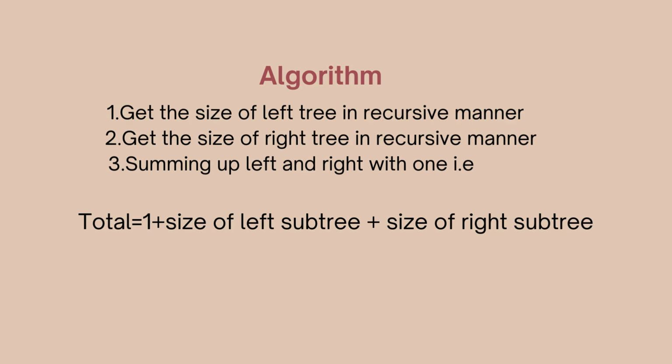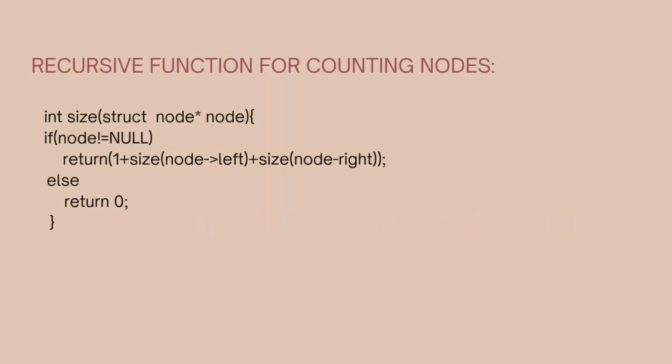Now, here is the algorithm to find the total number of nodes. First, let's get the size of the left tree with a recursive function. Next, get the size of the right tree with a recursive function. Summing up the left and right tree with 1, here is the formula given below. Here is the recursive function.